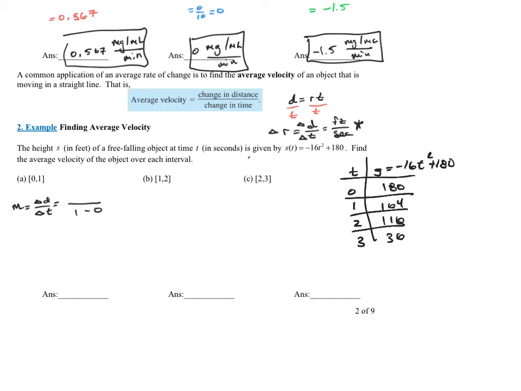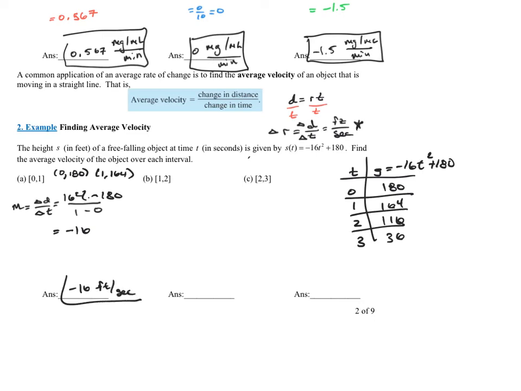Okay? So what do I know my points are? My points are 0, 180, and 1, 164 for this problem. I need to do change in y over change in x. So that's going to be 164 minus 180 all over the x values, which is 1 minus 0. Go ahead and do that out, and let's see what you get. I'm getting negative 16.